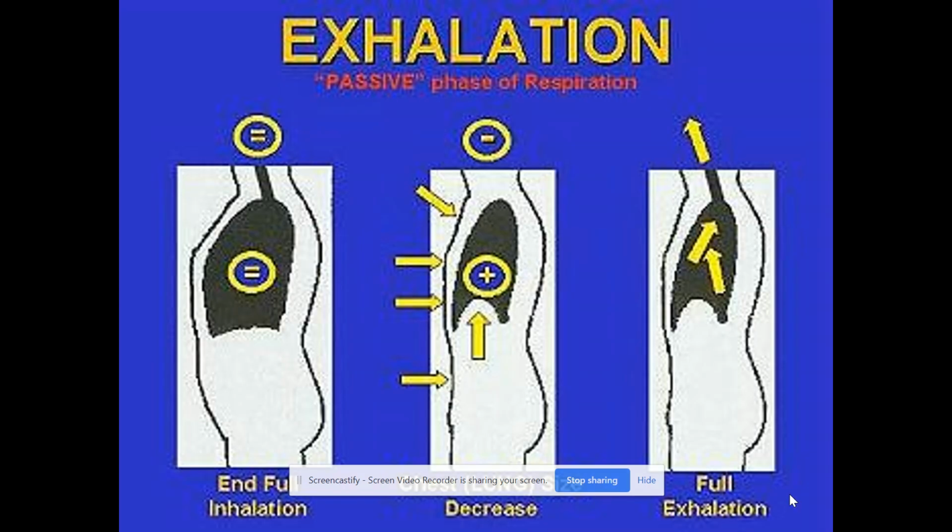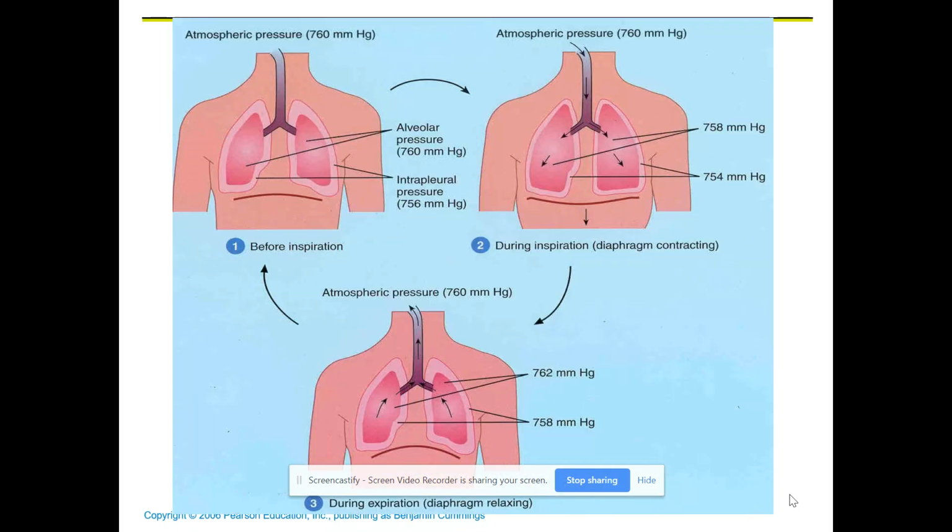So if we use the graphic again, to the far left, here's the end of our full inspiration. There's no air moving because the pressures are exactly the same. But then what's going to happen? Those muscles relax. So the chest cavity is going to get narrower and shorter. Volume goes down. When volume goes down, pressure goes up. Now the pressure is higher on the inside than the outside, and so air flows out. And then the previous one is going to repeat. It's going to happen over and over and over again.